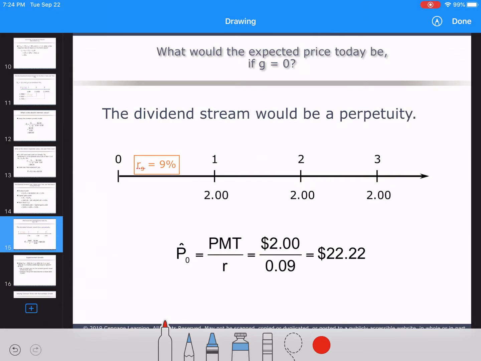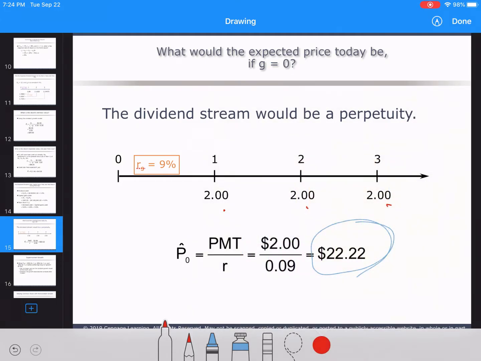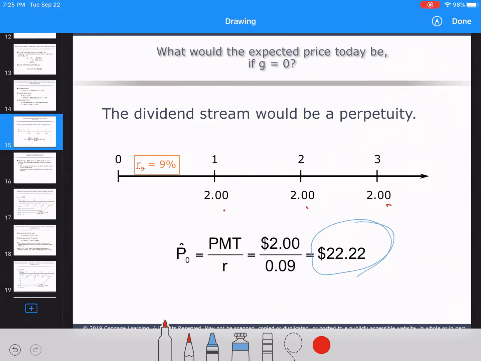Now, if it were a perpetuity, every time you get the same thing over and over again into infinity. So $2, $2, $2. What is the growth in here? 0, right? And this is the same thing you had in a bond. So you put the payment over R. That's your $22. Okay. All right.